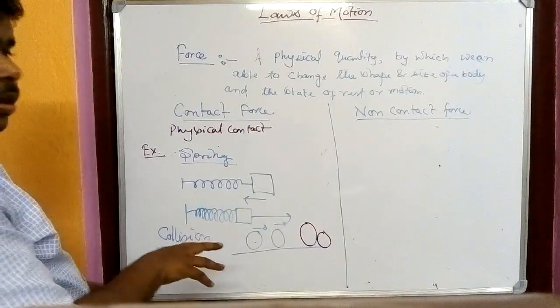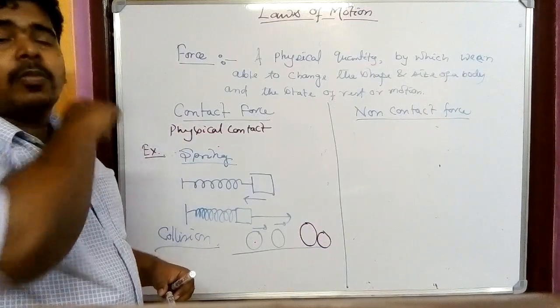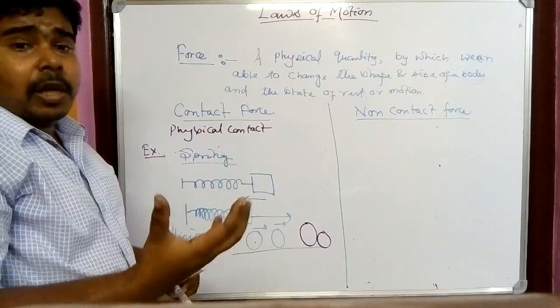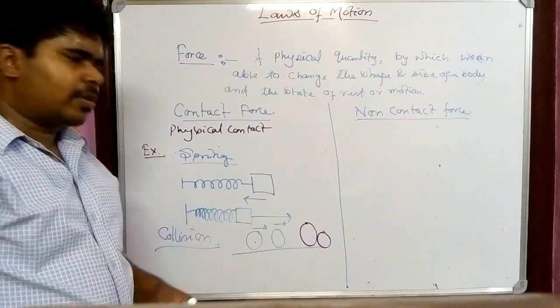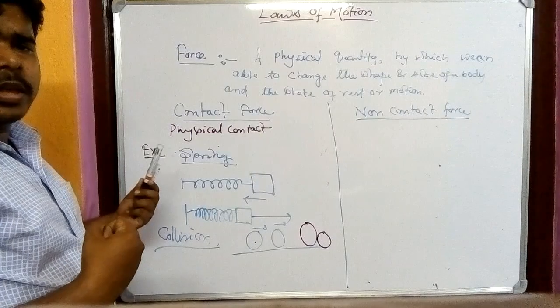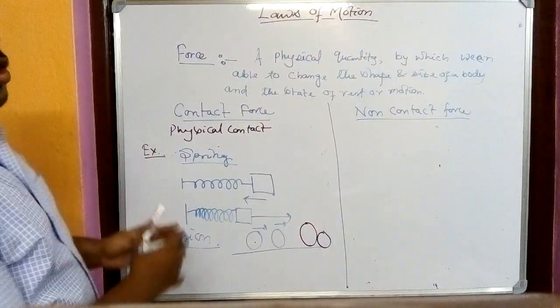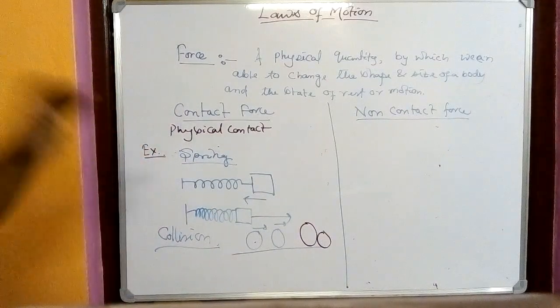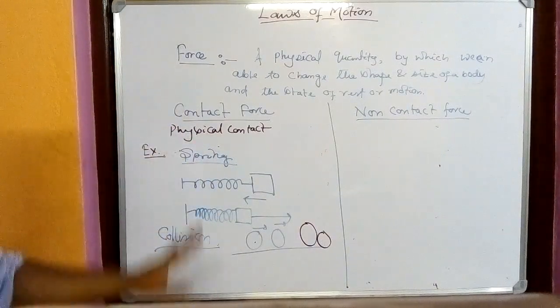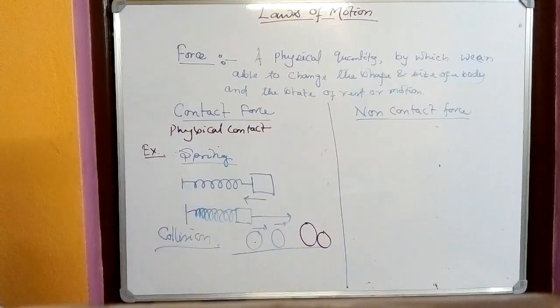So here we have seen collisions. Forget about marbles. Have you seen billiard balls, billiard games on mobile? I think you have seen. There you have seen two balls come closer, collide together, and move in separate directions. So this type of collisional force also needs physical contact. Without physical contact, this force cannot be applied.